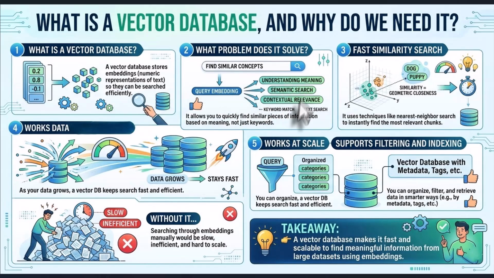We use vector databases for fast similarity search. That is, it uses techniques like nearest neighbor search to instantly find the most relevant chunks. Also, vector databases work at scale. That is, as your data grows, a vector database keeps searching fast and efficiently, right? And it supports filtering and indexing. That is, you can organize, filter, and retrieve data in smarter ways. For example, by metadata, tags, etc., right?